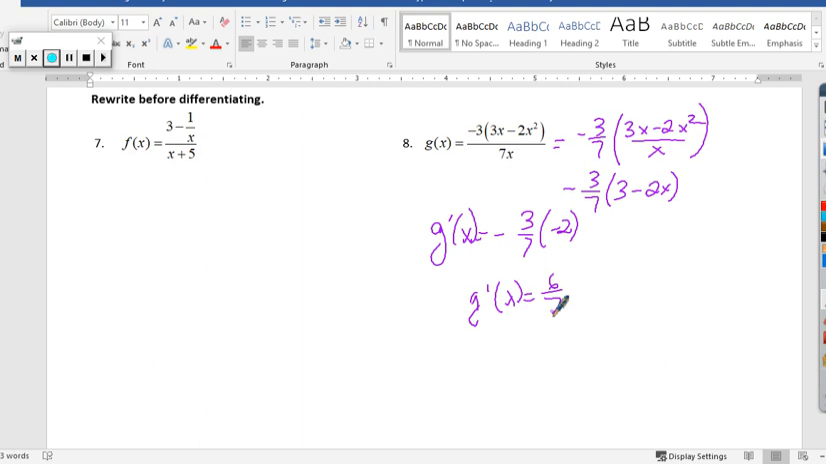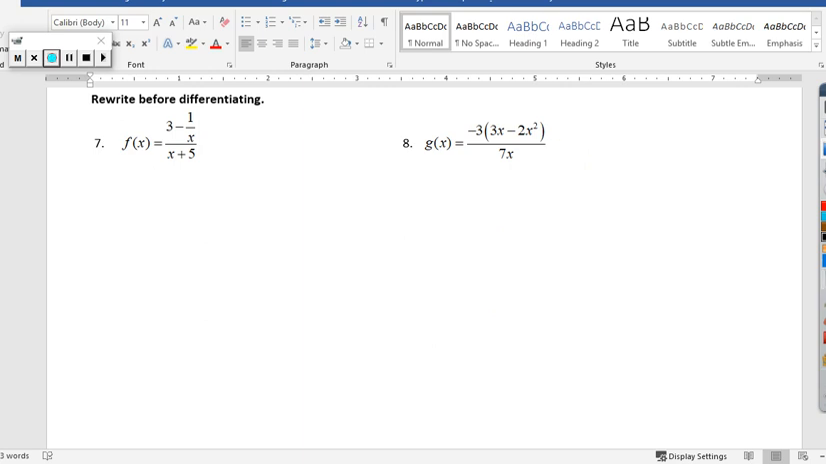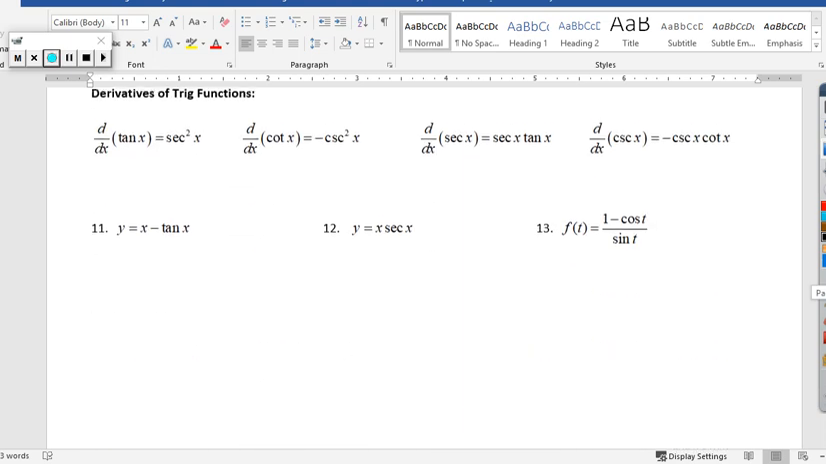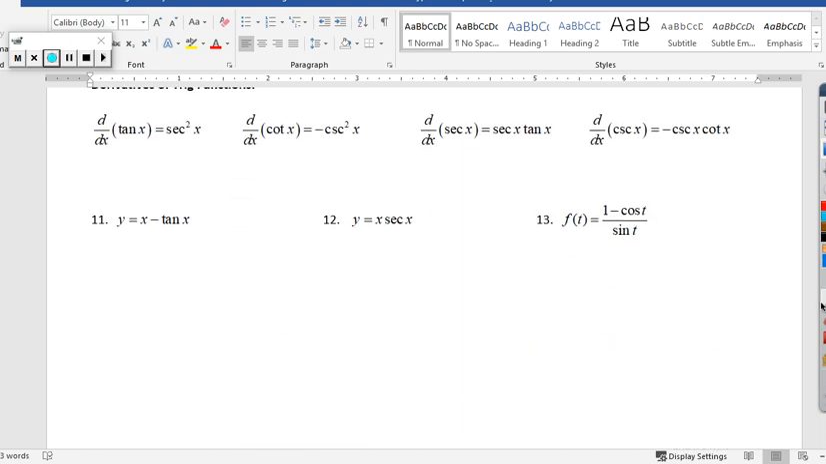Okay, last thing I want to talk about is derivative of some trig functions. These will need to be committed to memory when you're working with these guys. We have the derivative of the tangent of x. This is just some notation here saying we're taking the derivative of tangent of x, that is secant squared. The derivative of cotangent is negative cosecant squared.